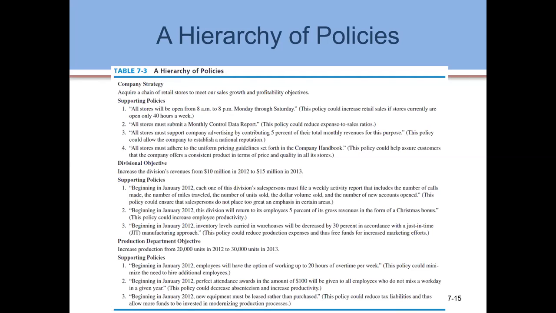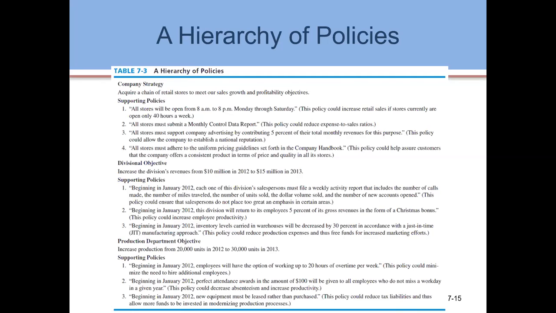And we can look at the expression of the sentence as well, that this is a policy statement which is guiding our day-to-day procedures and rules and regulations and decisions. And this policy could increase retail sales if stores currently are open only 40 hours a week. So the explanation can also be given in the policy statements, that what that policy is going to do.